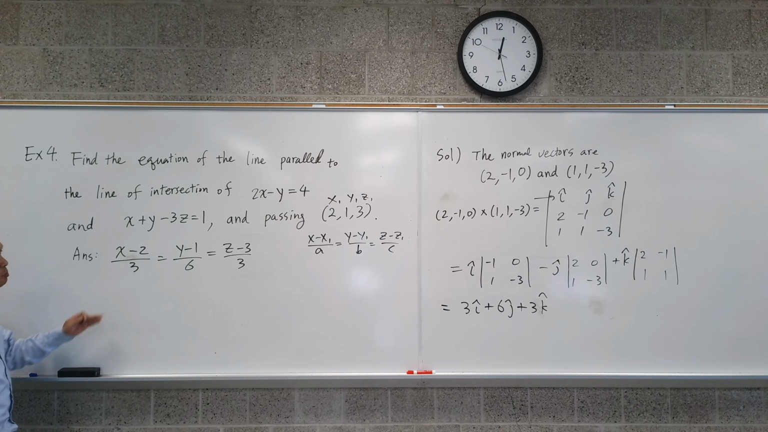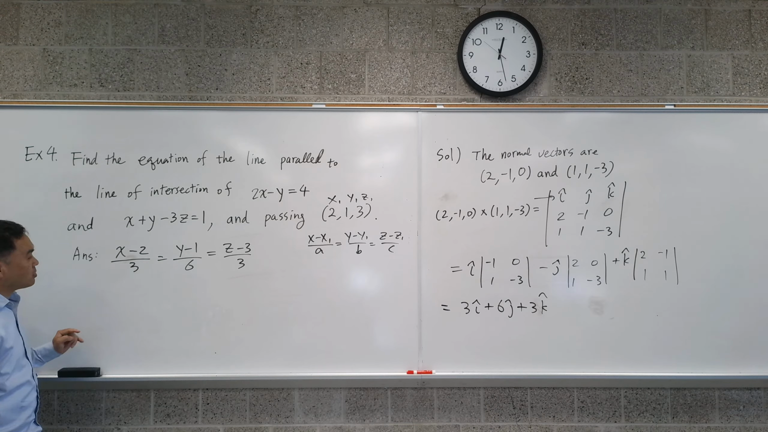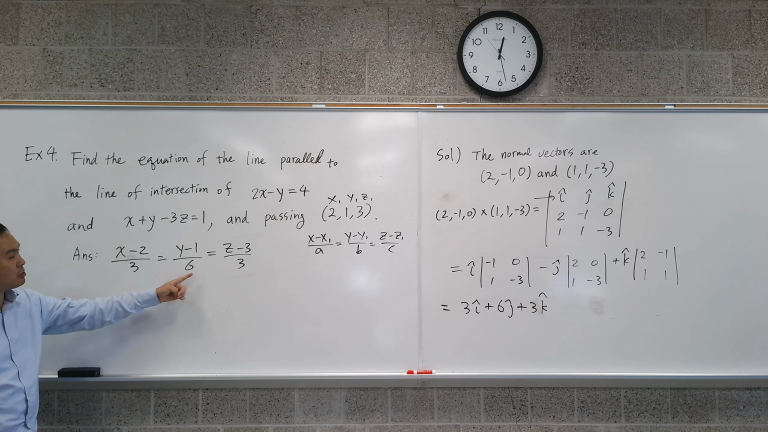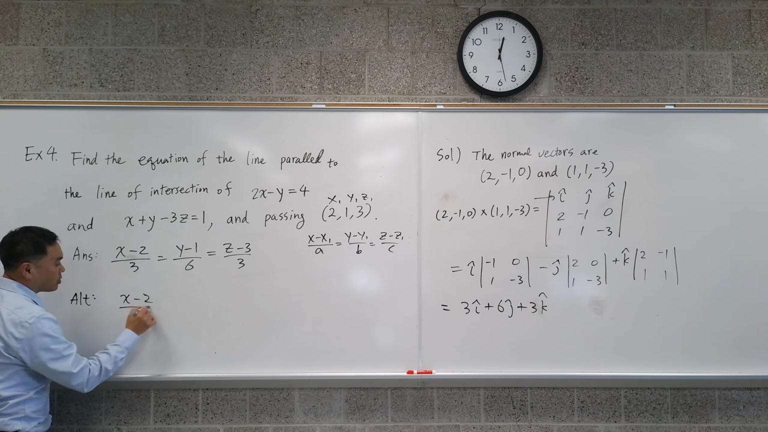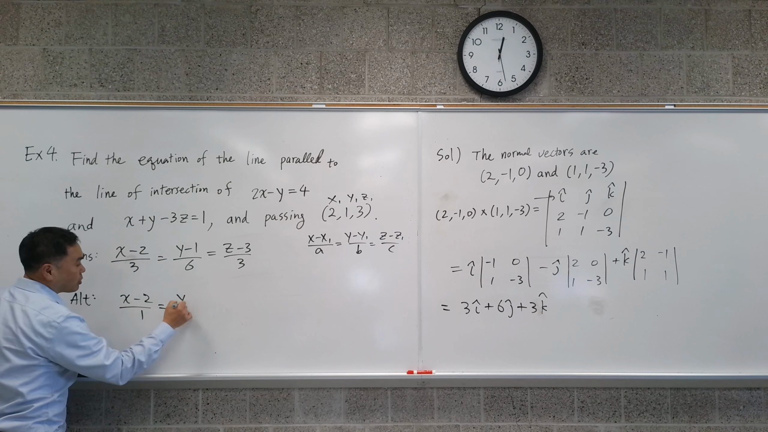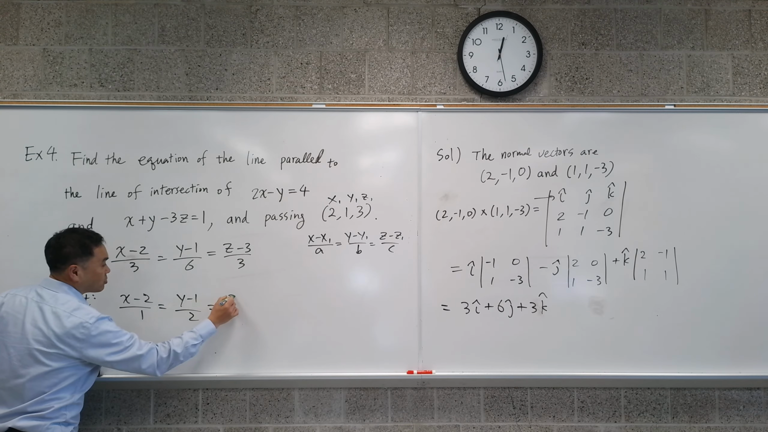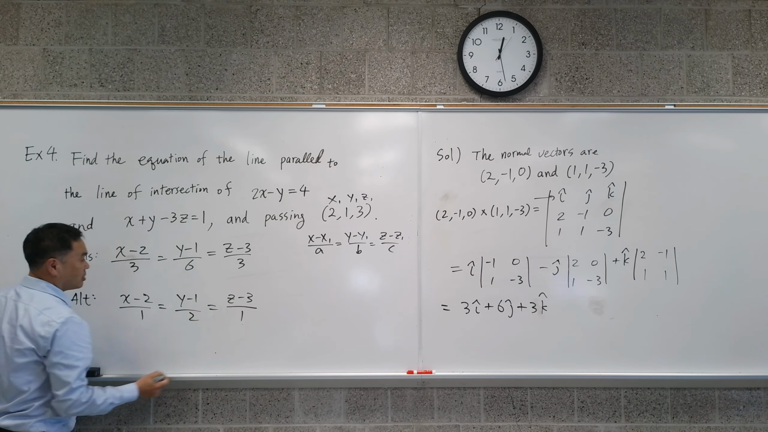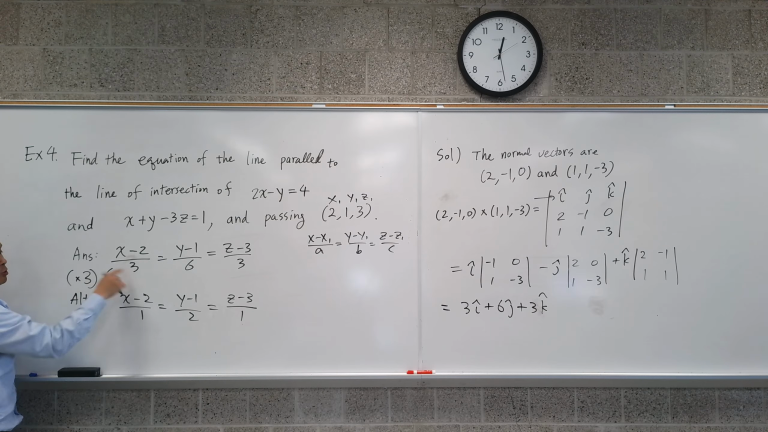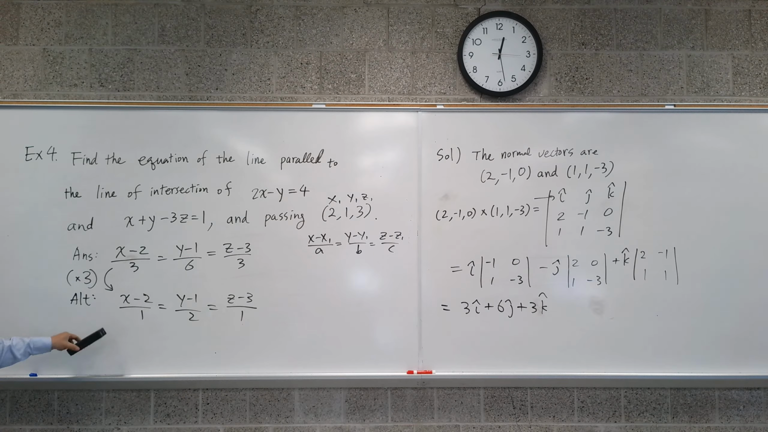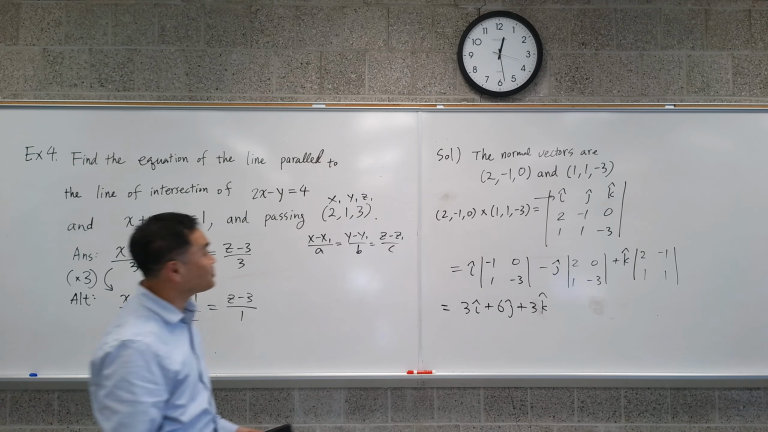While this is perfectly fine, you could also divide by 3 to simplify this a little bit. So alternatively, our answer will be (x minus 2) over 1 equals (y minus 1) over 2 equals (z minus 3) over 1. And you go from here to there just by simply scaling by 3 to reduce the denominators. But that's not necessary. I'm just saying some people like to have smaller numbers. That's one way to do it. Okay?